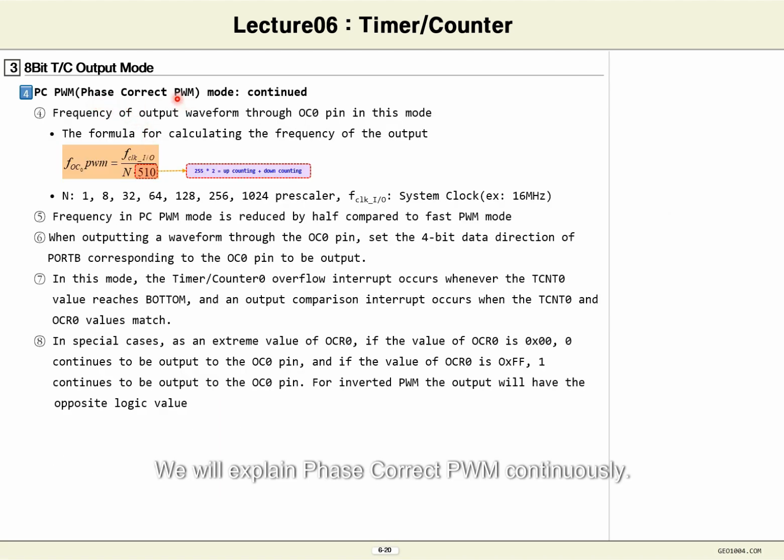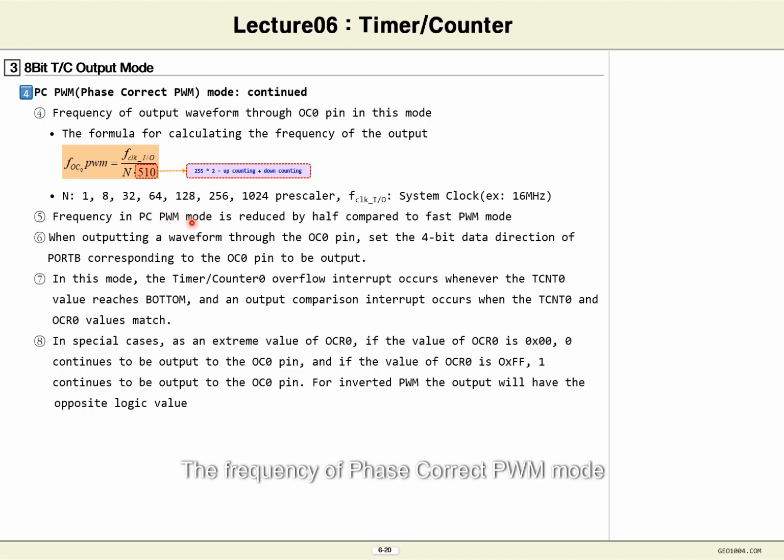We will explain phase correct PWM continuously. In this mode, the frequency of the waveform output through the OC0 pin is determined by the following formula. 510 is included here. 510 is 255 times 2. To get 510, this is because up counting and down counting are performed.